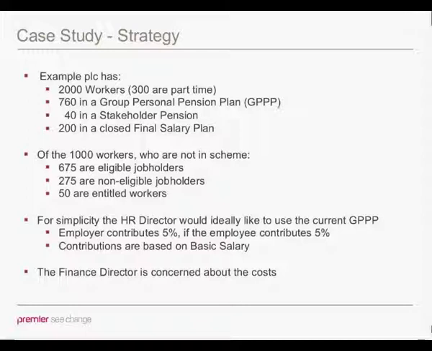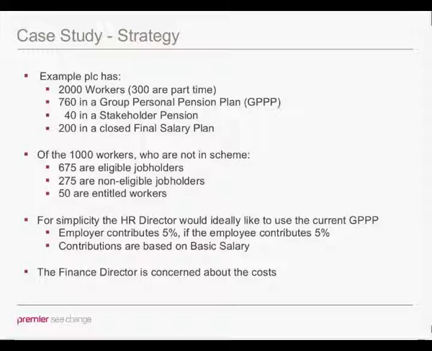So that means that they've got 1,000 workers that aren't in any scheme at the moment, and we've done the analysis to assess what category they come under. I'll just cover this very quickly. An eligible job holder is effectively someone aged between 22 and state pension age, earning over, for next tax year, £9,440. So they've got 675 of those. They've then got 275 non-eligible job holders. So that's people that are outside of those age ranges, earning over £5,668.